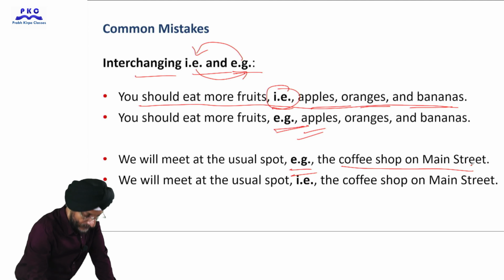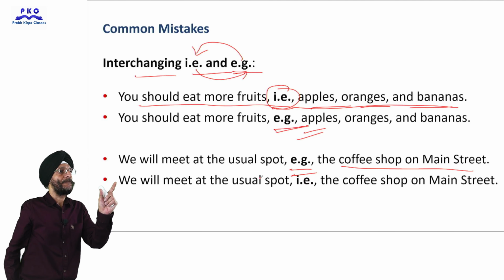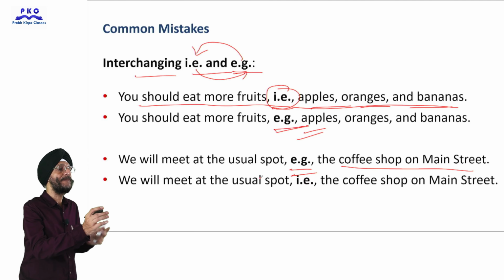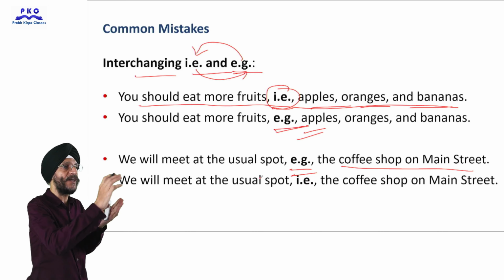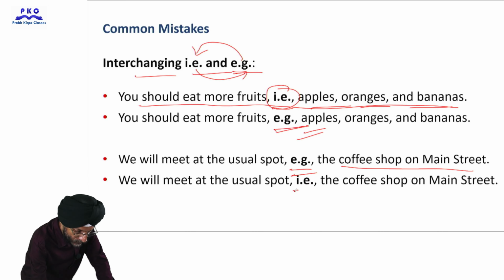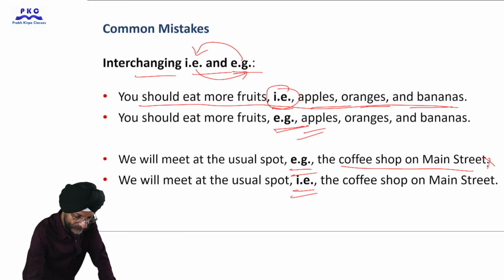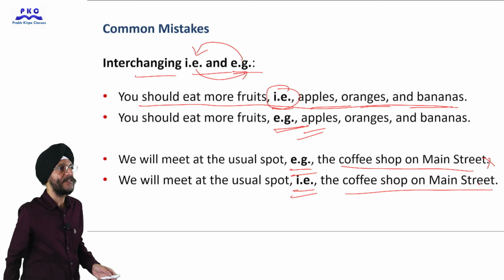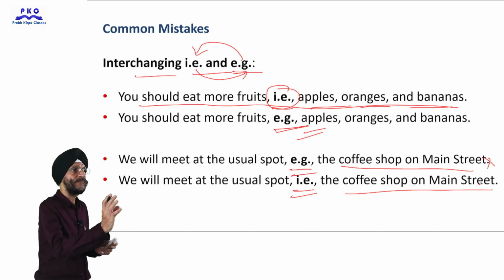But here, we will meet at the usual spot. Here too, we have to clarify which spot I am talking about. So here we will use i.e., that is, the coffee shop on Main Street. We are here to clarify, not to give an example.